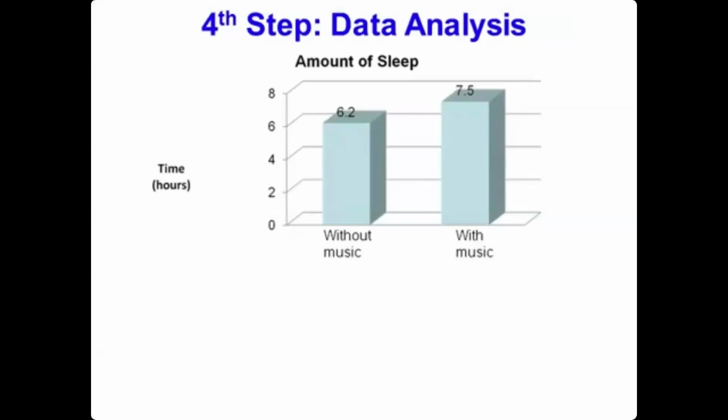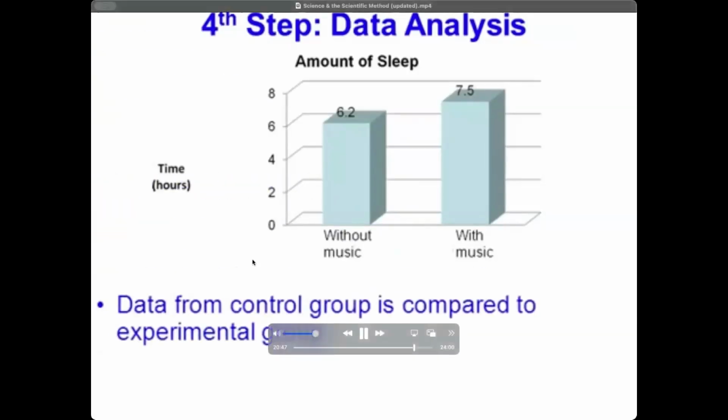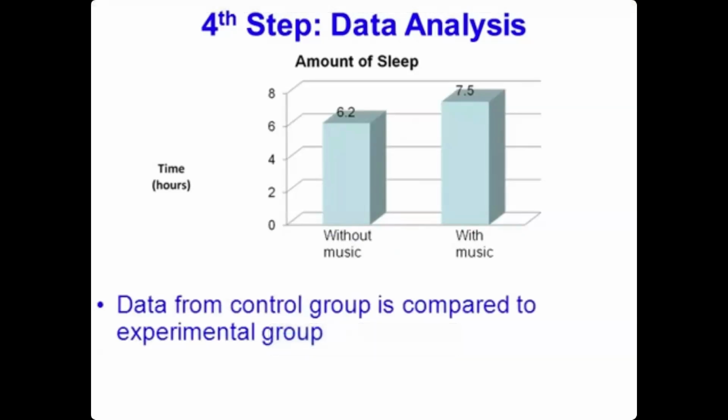The 4th step is what we call data analysis. And it says data from the control group is compared to the experimental group. In the graph, you can see the data. The data that we said a few moments ago was that the control group without music got about 6.2 hours of sleep per night, and the experimental group with music got about 7.5 hours of sleep per night. So there's the data side by side in a nice readable graph, and we're comparing the two.